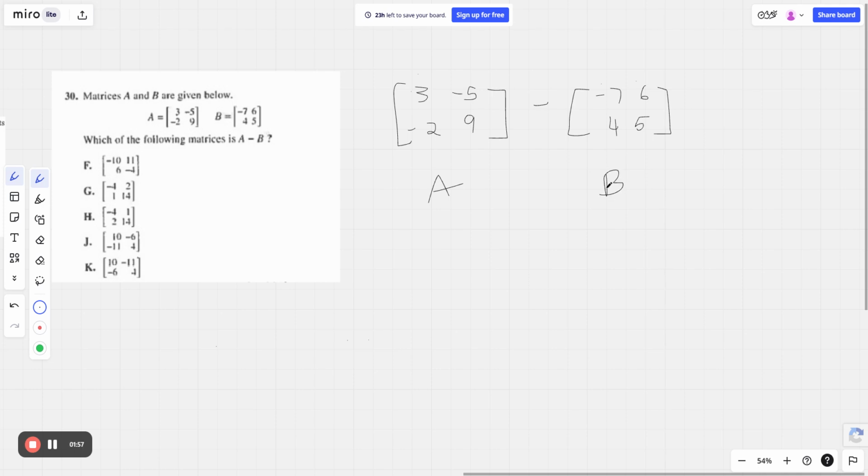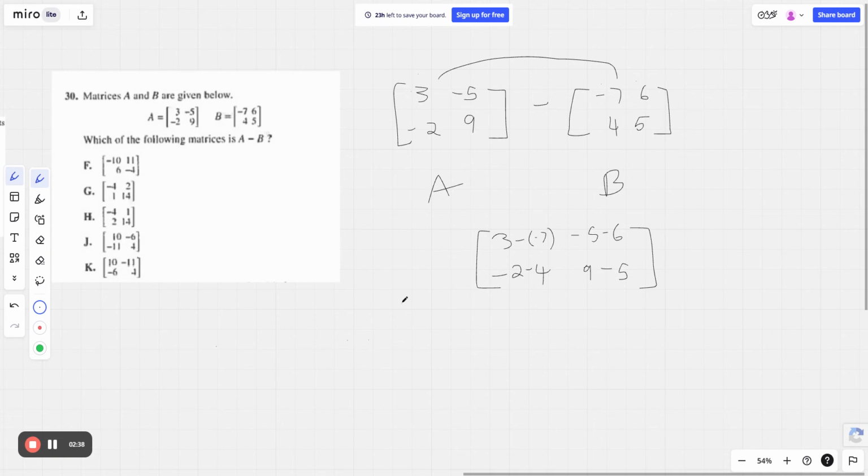So essentially, subtracting in this case is extremely simple. We just line up the numbers, like the first row and the first column, with the first row and the first column in this matrix, and we just subtract them. So, for example, here we would just do 3 minus -7 for the first number. We would do -5 minus 6 across. We would do -2 minus 4 this way, and 9 minus 5.